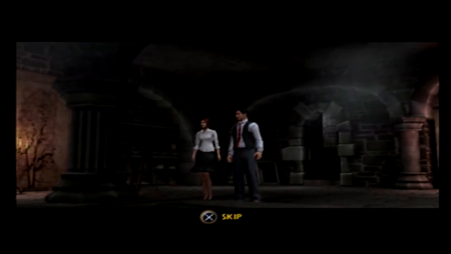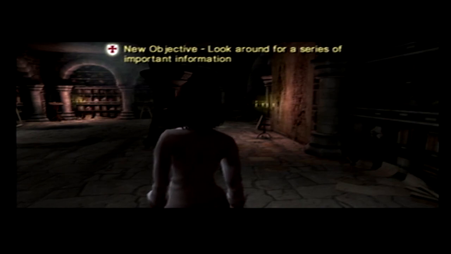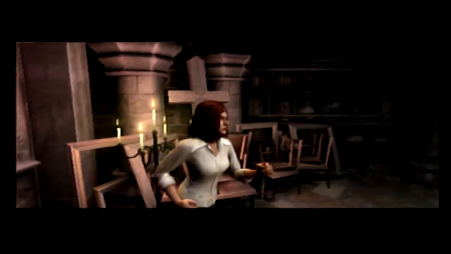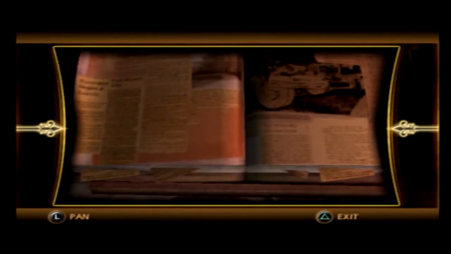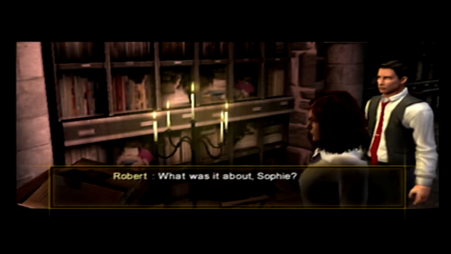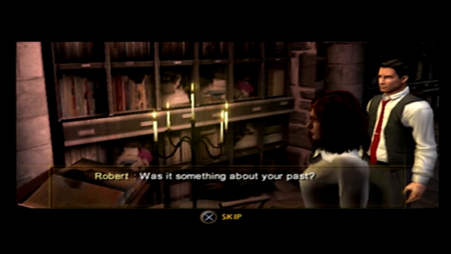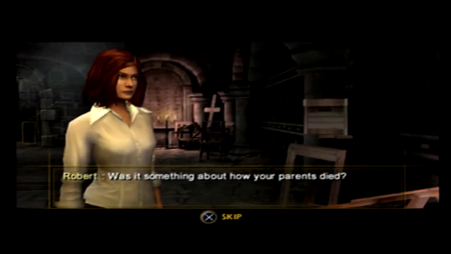We finding something? Look around for a series of important information. That doesn't tell me anything. That's just a wall. Is that a book? That's a book. Photo album. What was it about, Sophie? When you and your grandfather fought? Was it something about your past? Was it something about how your parents died? How could you know that?